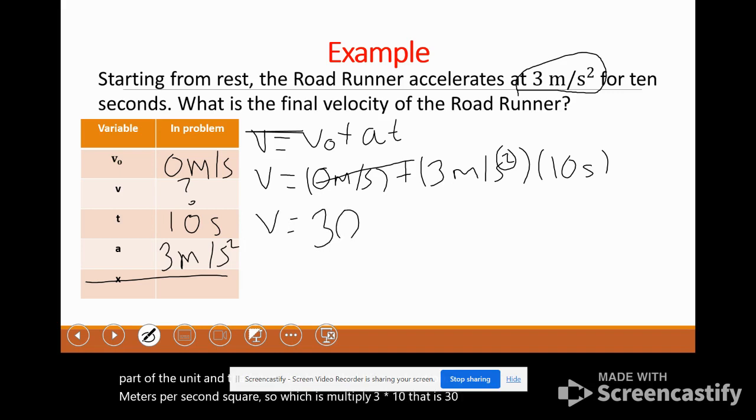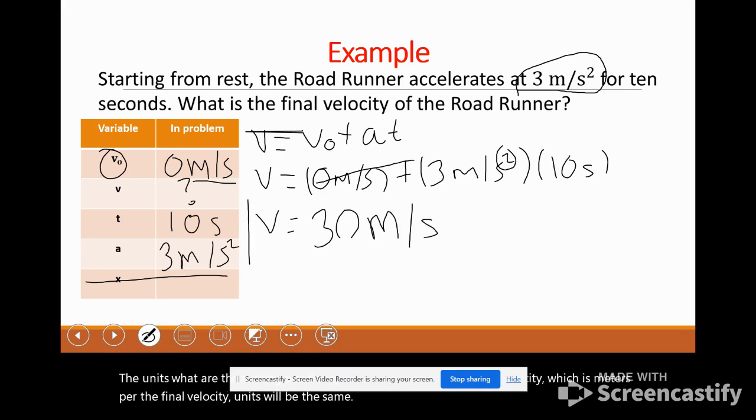Hold on. We're still missing one thing: the units. What are the units for velocity? Well, just as the units for the initial velocity are meters per second, the final velocity units will be the same. 30 meters per second.